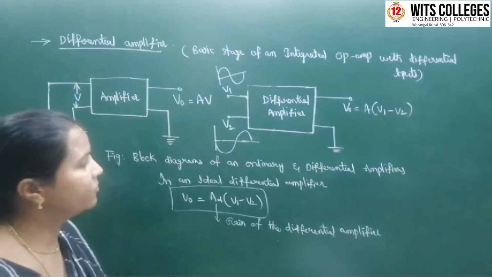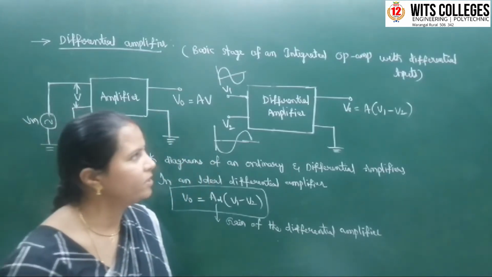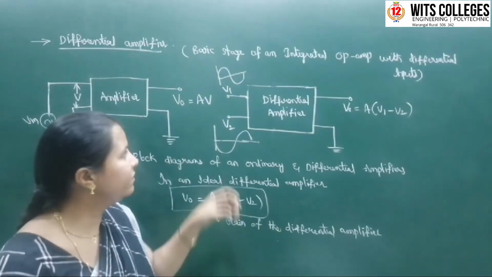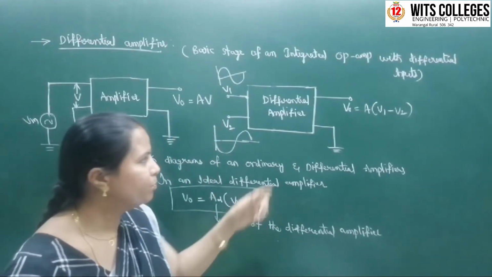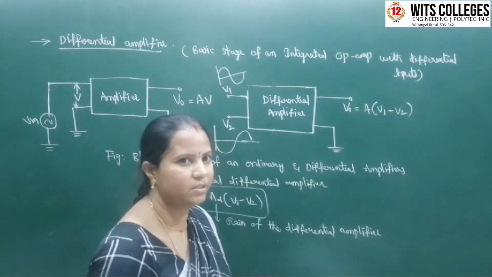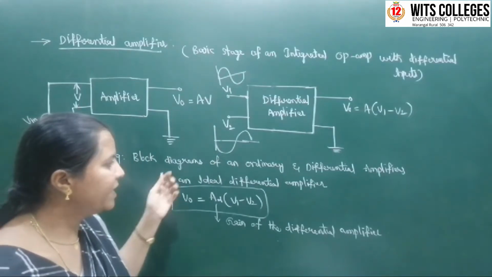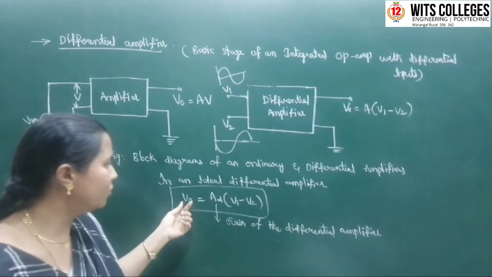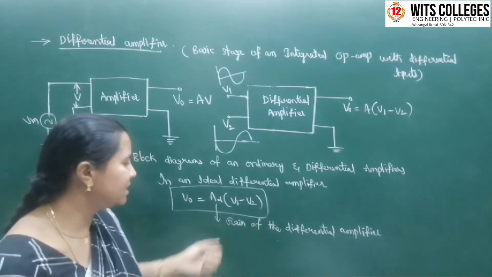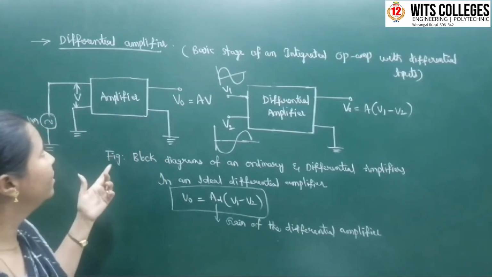This differential amplifier is also a basic stage of integrated operational amplifiers with differential inputs. We are giving differential inputs, not the same inputs, and the output voltage is proportional to the difference between the two input signals. In an ideal differential amplifier, the output voltage V0 is equal to AD times (V1 minus V2). Here AD is nothing but the gain of the differential amplifier. So this is about the basics of the differential amplifier.